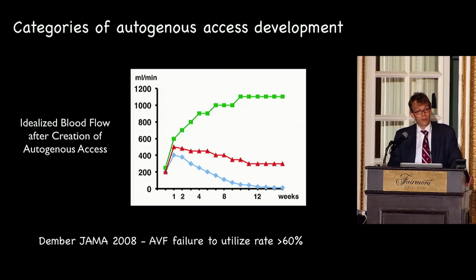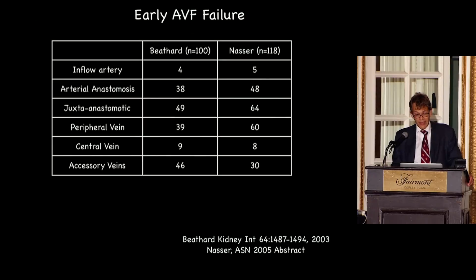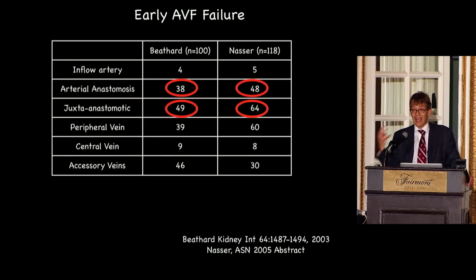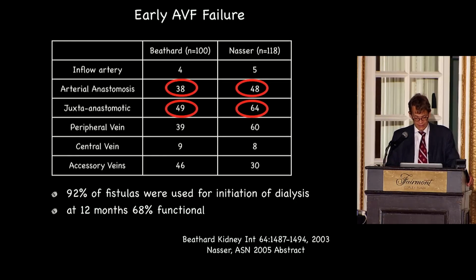They're all in that red and blue zone, which is the area where, if you have an active program of monitoring and intervention, you can get a lot of these accesses, over 90%, to actually be used. So you can work hard on the 60%, get many of them to use, and a large fraction, 70% almost, are still in use at 1 year in time.